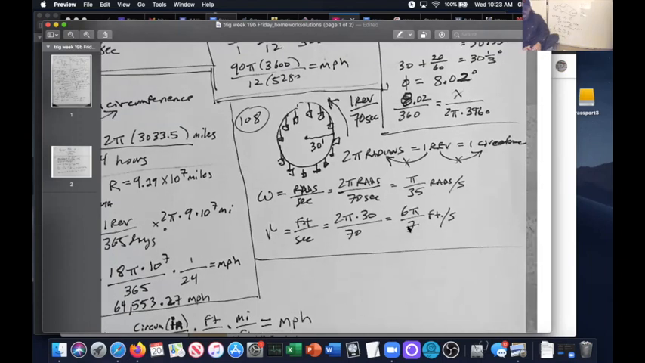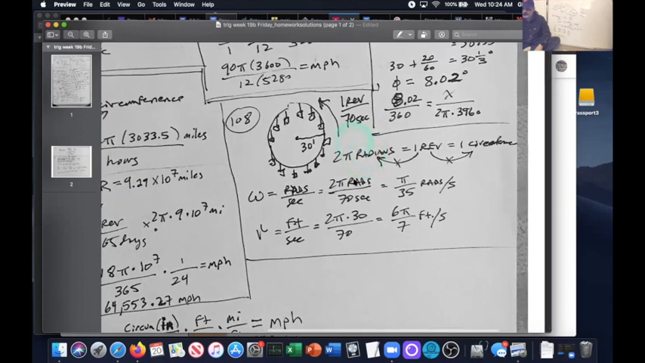Okay, now here's the Ferris wheel. So they gave you the radius in feet, 30 feet, and then one revolution every 70 seconds. Okay, so first we want to get radians per second, which is called angular velocity. So I multiplied 2 pi because one revolution is worth 2 pi. So 2 pi radians in 70 seconds, and then we can simplify that to get the radians per second.